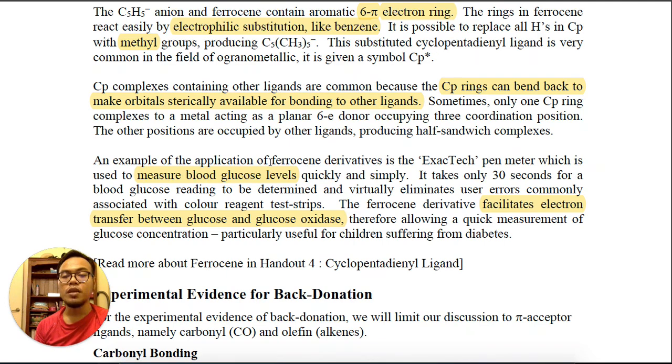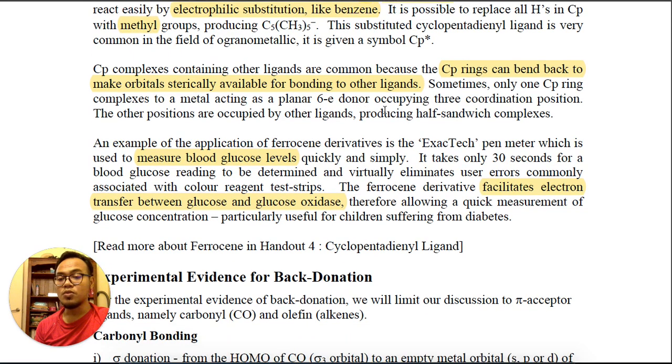and this ligand is very common, and the symbol is Cp asterisk. Cp complexes are common because Cp rings can bend back to make orbitals directly available for bonding to other ligands. If you notice, we have seen a few complexes. Even though the metal is attached to the Cp ligand, at the same time the metal can still have bonds with other ligands like Cl or carbonyl, for example. That's why the cyclopentadienyl anion rings can bend back to make orbitals sterically available for bonding to other ligands.